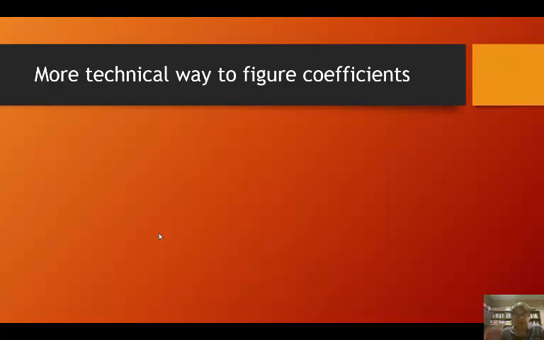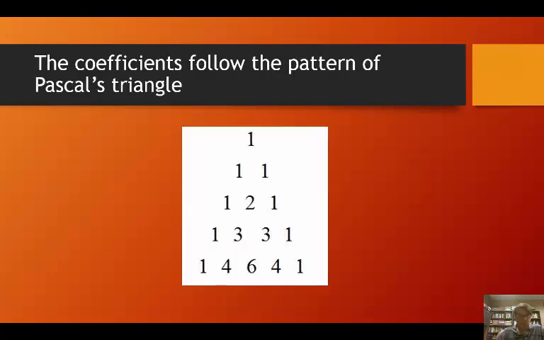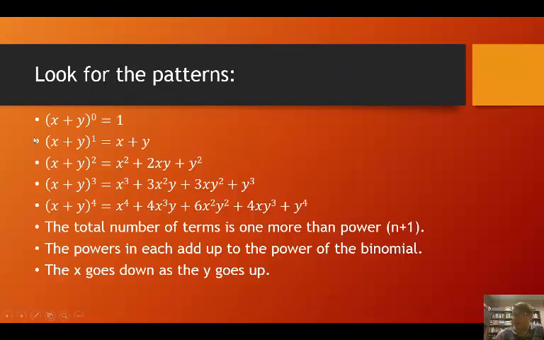There is a more technical way to figure out the coefficients. So say we have a scary term, a times x to the n minus r times y to the r. This is, say, one of 5 terms, and this is one of them. So a here represents the coefficient that we were just looking at. You can find it using Pascal's triangle. n is the power of the thing. So remember that 4, 3, this is the power of the thing right here.